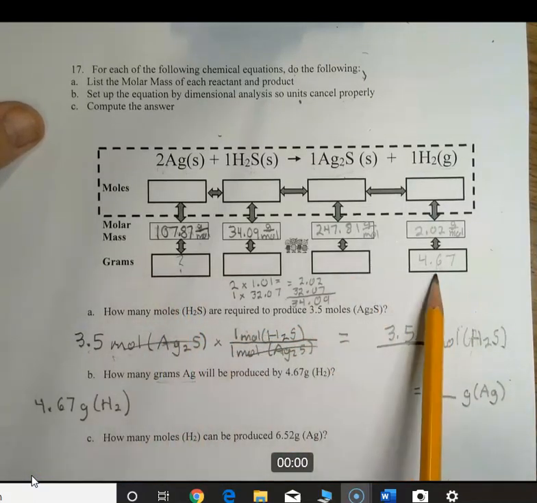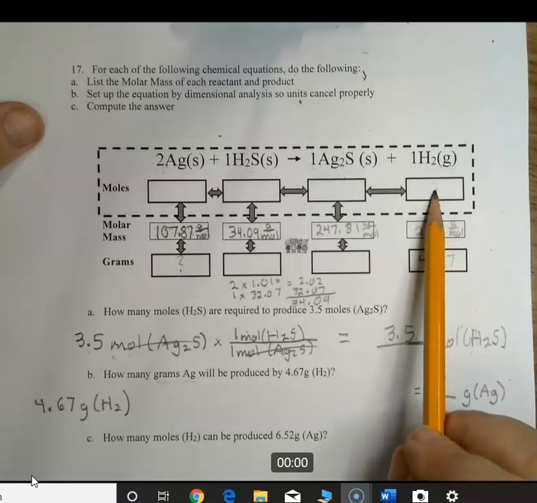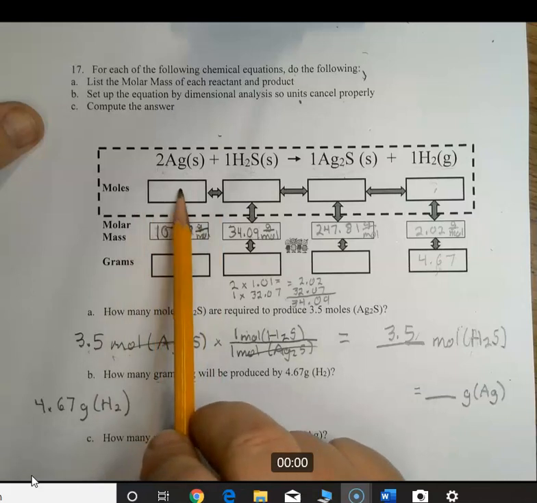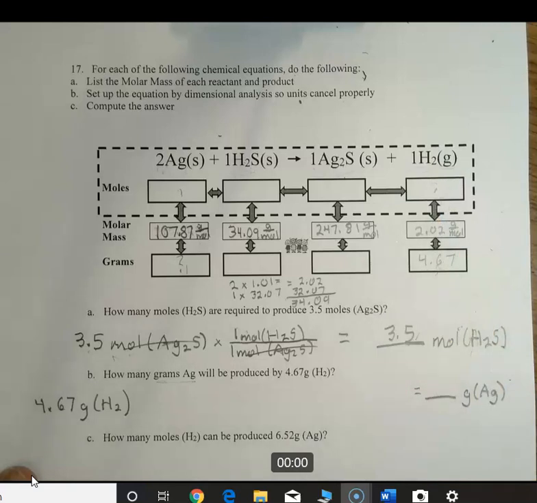So we have to go up into the equation, so it's grams to moles. Then we have to go across the equation, moles to moles. That's the second conversion. And then we have to come out of the equation, moles to grams, to get us to that question mark. So it's 3 conversions. So let's go ahead and do the first one here.